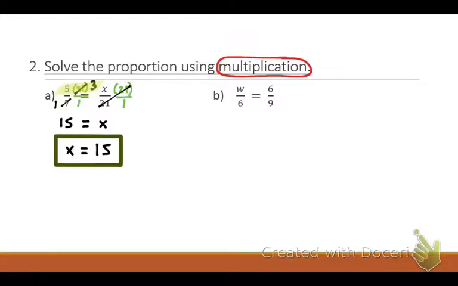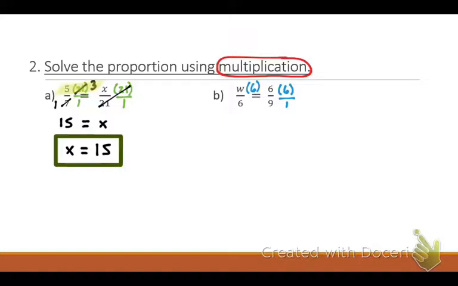All right, so remember, once again, with multiplication, you are just trying to get the variable by itself. Everybody identify the variable. W. What's not allowing the W to be alone? Divide by 6. So what do I have to do? Multiply by 6 on both sides. Remember, once again, sometimes people say over 1 helps them. You don't have to do that unless you want to.